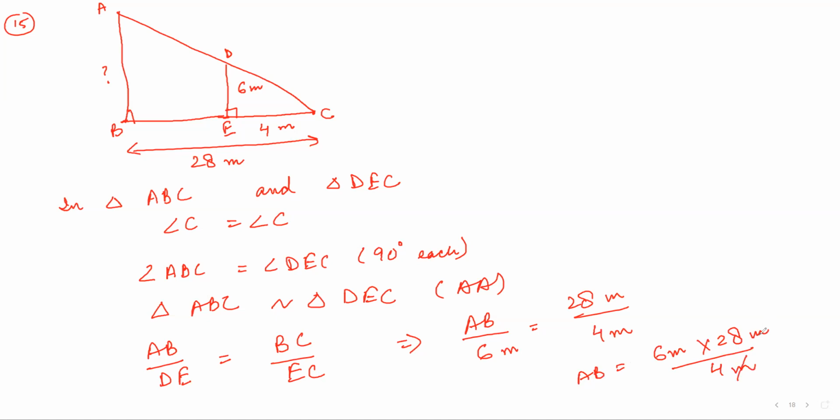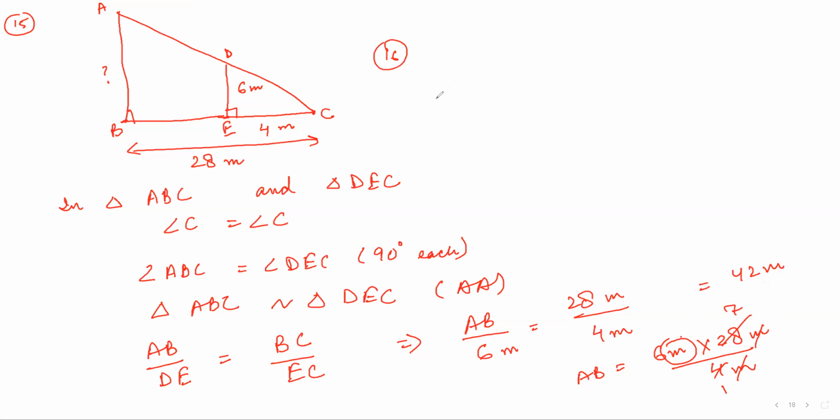4 meters. So 1 meter will go, and 4 into 7, and 6 into 7 is how much? 42. So this will be 42 meters. Okay, one last question. Let us take it very quickly.